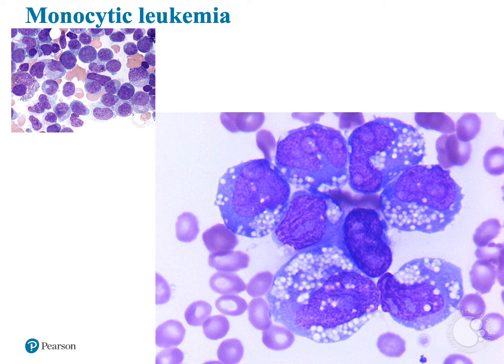I see one something. To me, that looks like a mast cell, but you can't tell without being up close and personal. But you shouldn't have that many monocytes on a slide. Monocytic leukemia.